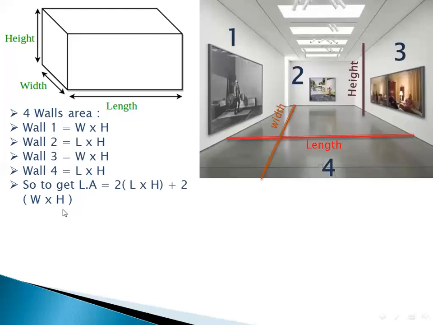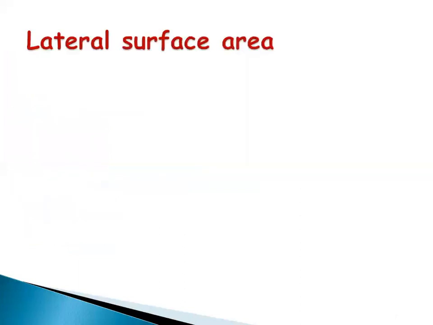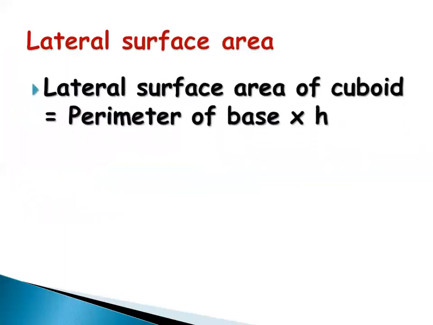You have here the height as a common number, so you're going to take it out. And you have 2 as a common number too, so you're going to take it out. What is the remainder from the first bracket? I have length, and the remainder from the second bracket I have width. And the operation between them is plus, okay? 2 times length plus width. Remind me, this is the rule of what? Yes, excellent. This is the rule of perimeter. So to get the lateral area, I'm going to multiply height by perimeter. We conclude that the lateral surface area equals perimeter of base times height.